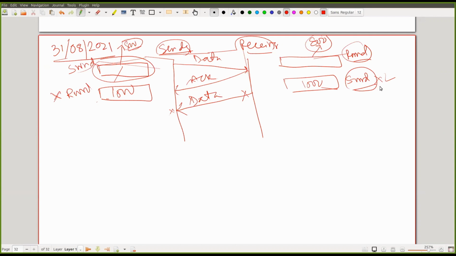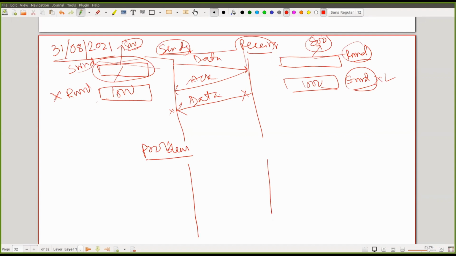Now in today's class, let's try to understand the problem. Even if we have done all these things, there is a problem associated here. Let's look into the problem.